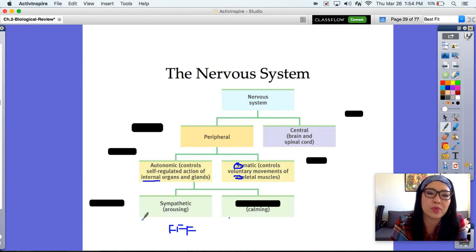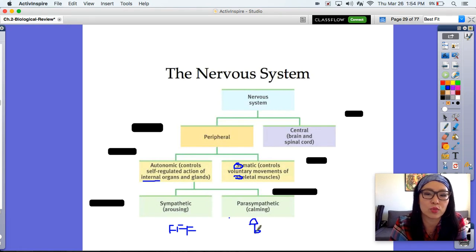So we then need the opposite section, which is going to be your parasympathetic, which is going to be the calming. And remember, we talked about parasympathetic calming is kind of like a parachute where you're going to go, wee. Sorry, it's really hard to draw with this pen. And you're just going to float calmly downwards. So sympathetic is arousing, parasympathetic is calming.